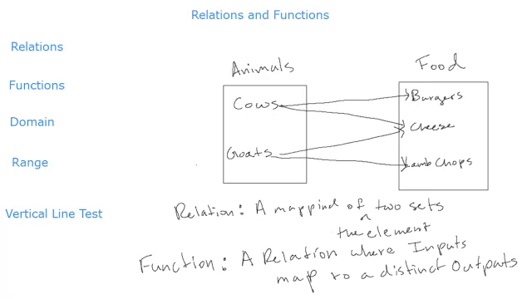All right, so if we think about it like this, we could say the animals, these could be our inputs, right? Because you can't have the burgers and the cheese and the lamb chops without the animals, right? So we could say this is our set of inputs, and we could say the food, that's our set of outputs. Okay. Everybody following me so far? All right. So we got inputs, we got outputs, we got animals, and we've got food.